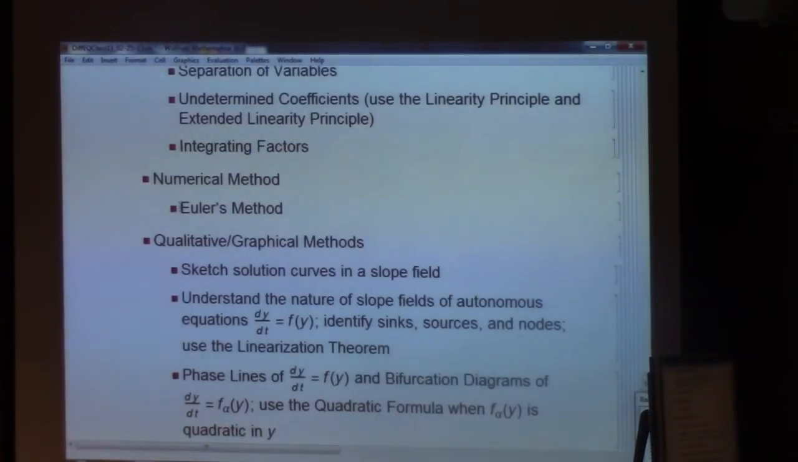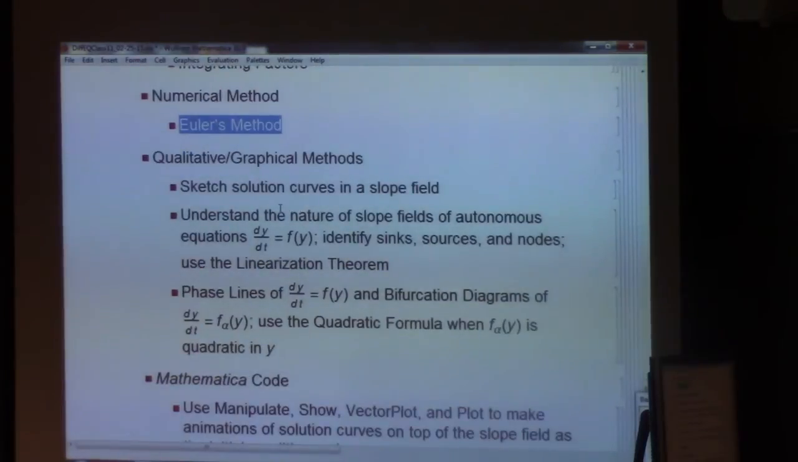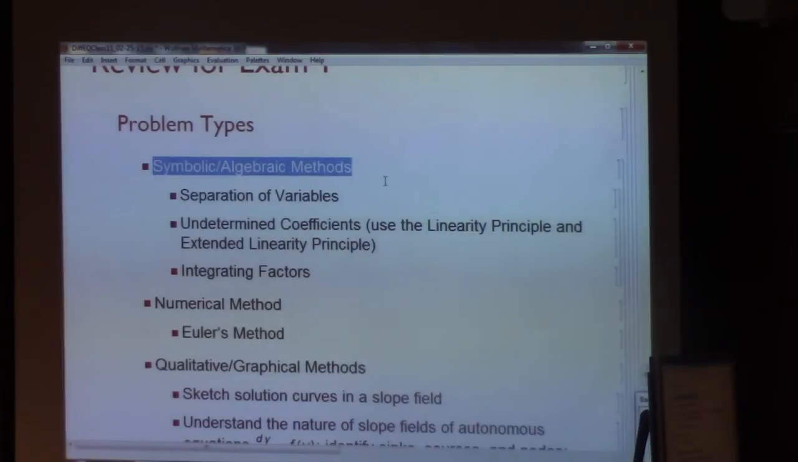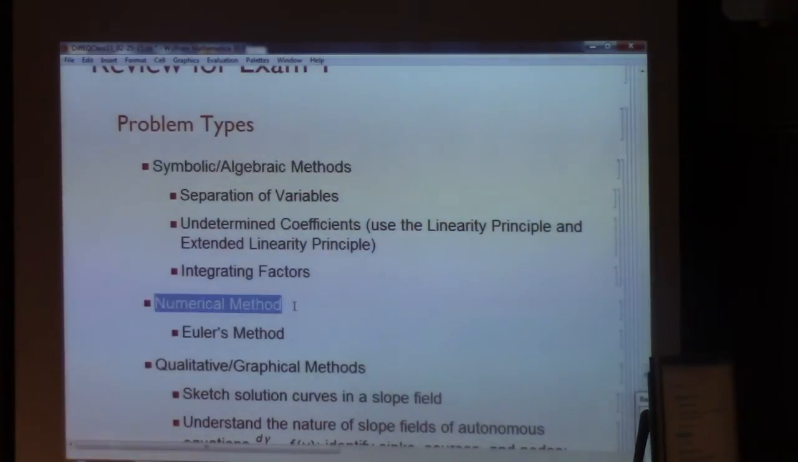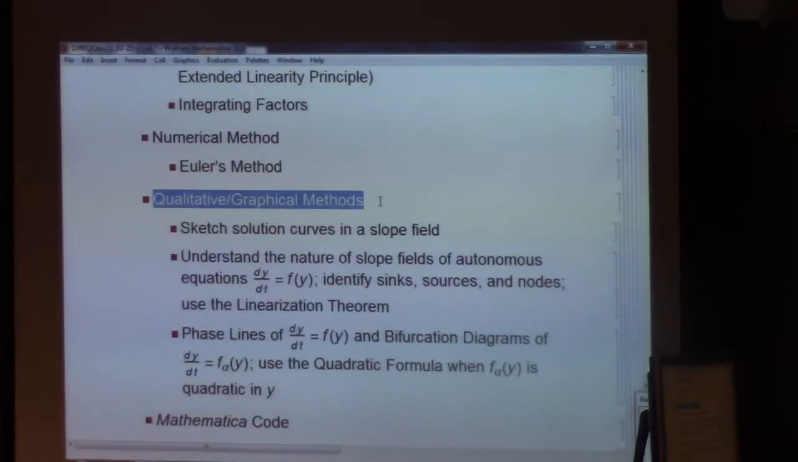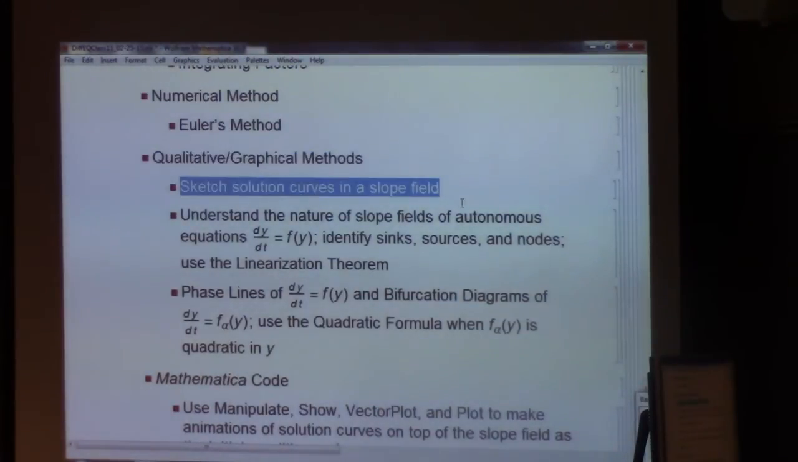There's, again, Euler's method is one problem. So I'm summarizing these. I'm organizing our ideas as symbolic algebraic methods, numerical methods, qualitative / graphical methods. You will have a problem where I give you the slope field. I use Mathematica to make a slope field and put it on the test. And you have to sketch reasonable pictures of the solution curves for various initial conditions.